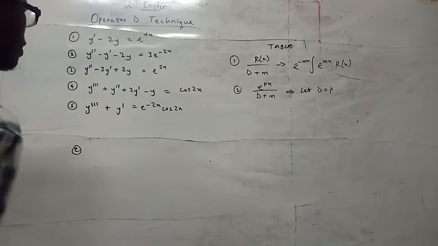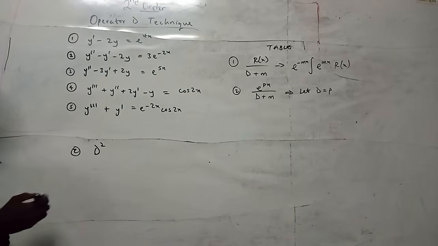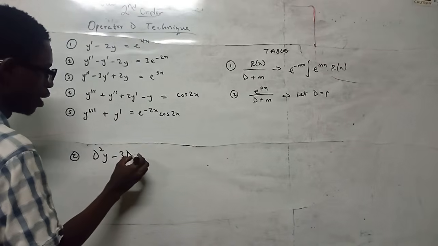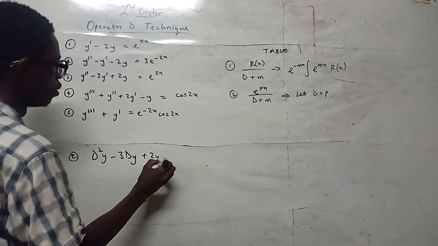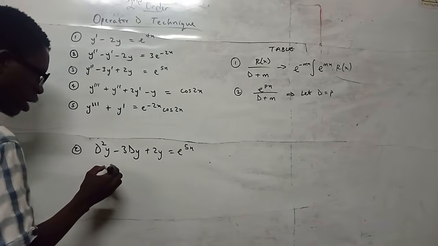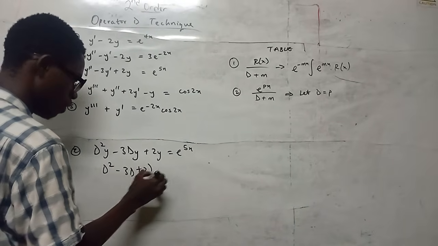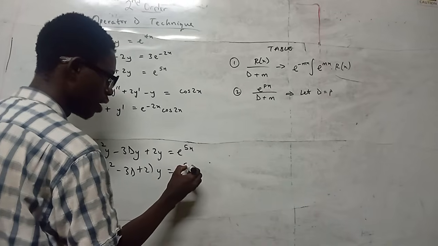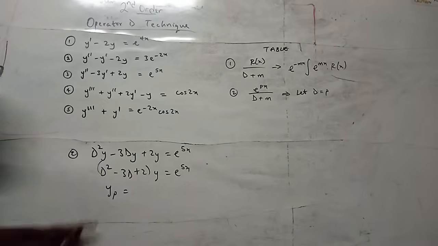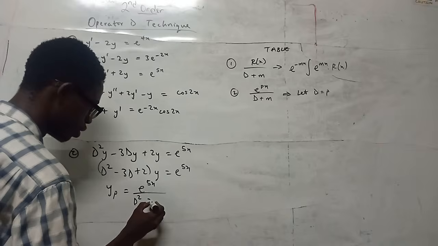So going to question number 3, we have, writing this one in D, d squared minus 3d plus 2y equals e raised to power 5x. So factorizing y out, we have d squared minus 3d plus 2, everything in brackets, y equals e raised to power 5x. So we divide everything through. So we have our yp, our particular y, equal to e raised to power 5x over d squared minus 3d plus 2.